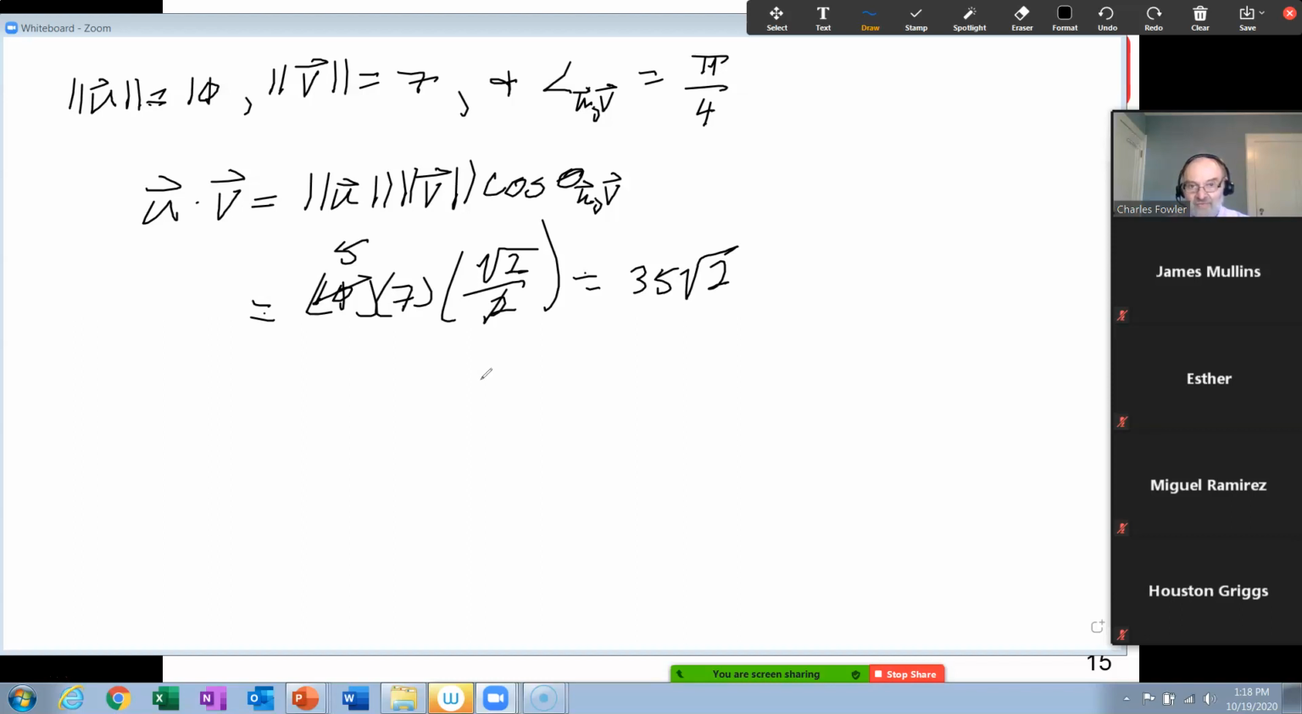35 times the square root of 2. And they say that's right around 49 and a half. I'm going to put 49.5. I'm going to round it right there. That's the dot product between these two. That kind of makes sense in the fact that the product of these two, 10 times 7 is 70, that is greater than that. That makes sense. The other thing is we know it's in the first quadrant because the dot product is positive. So those are the two pieces of information we know.